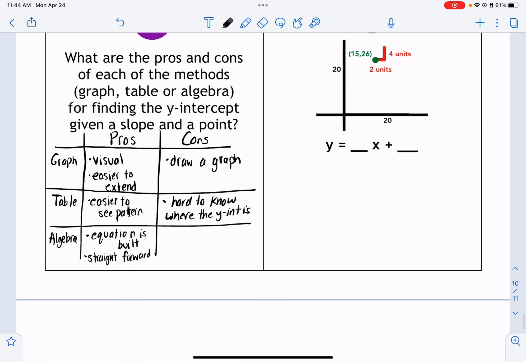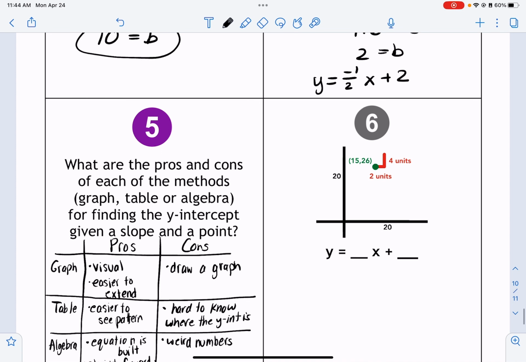The cons with algebra is if you have weird numbers, the algebra might be tricky, right? If these numbers don't work out perfectly clean, the algebra might be a little bit difficult to do, and that could cause some problems.